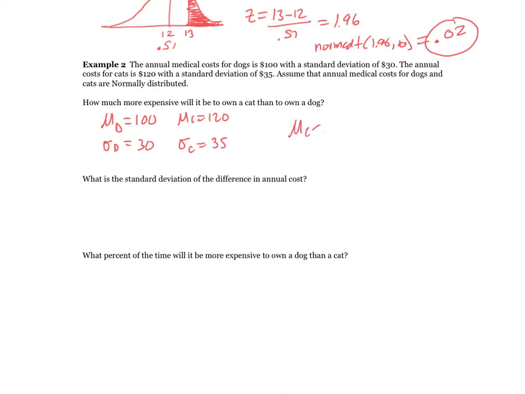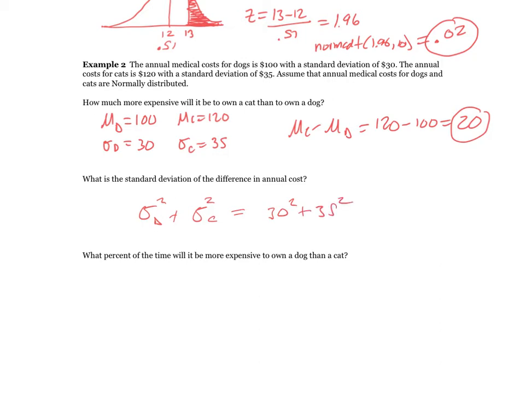Well, it's going to be the mean of the cats minus the mean of the dogs. So 120 minus 100, which is $20. On average, the cat is going to cost $20 more than a dog. It says, what is the standard deviation of the difference in cost? Well, remember, for this, we're going to add the variances of the cats and the dogs to find the combined variance. So I'm going to do 30 squared plus 35 squared.